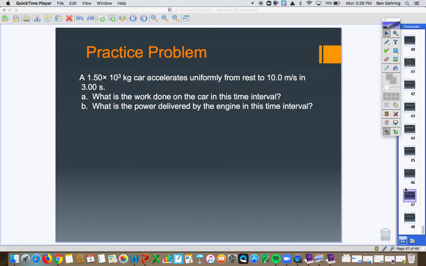And one last question for you. A couple questions actually. A 1.50 times 10 to the third kilogram car accelerates uniformly from rest to 10.0 meters per second in 3 seconds. What is the work done on the car in this time interval, and how much power is delivered by the engine over this same amount of time? Again, pause this, work through it, and check yourself. And here are your answers.